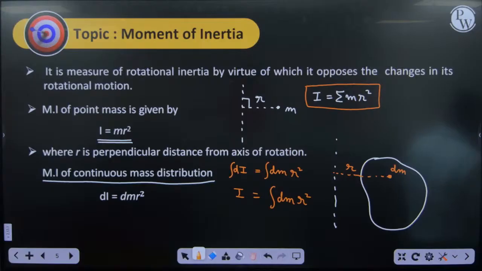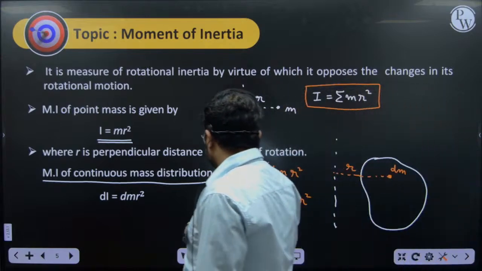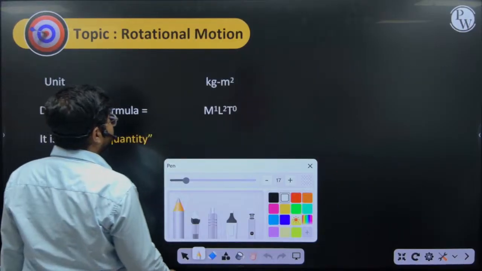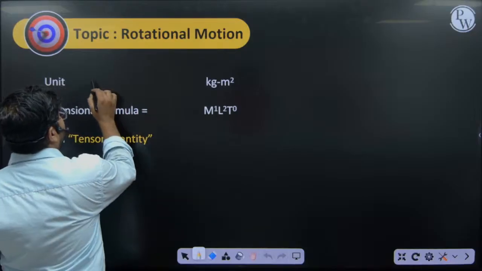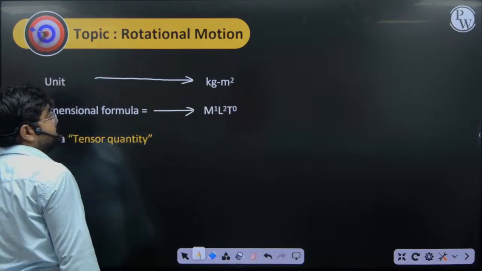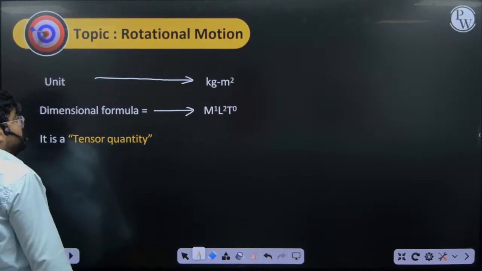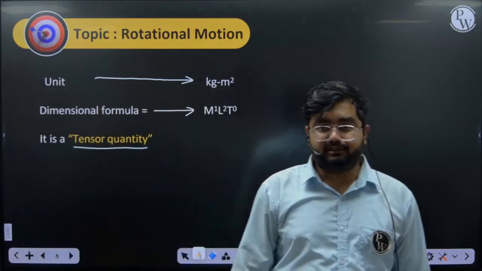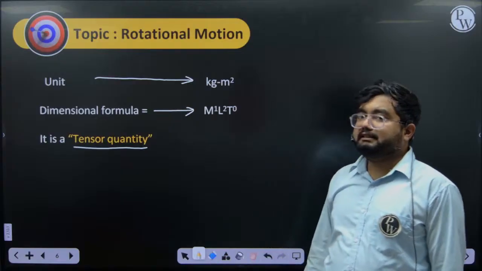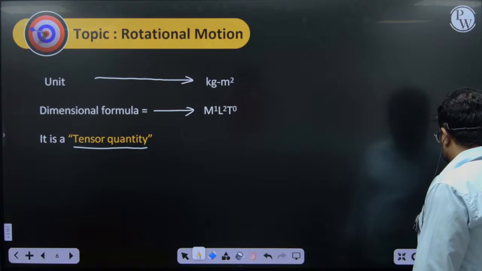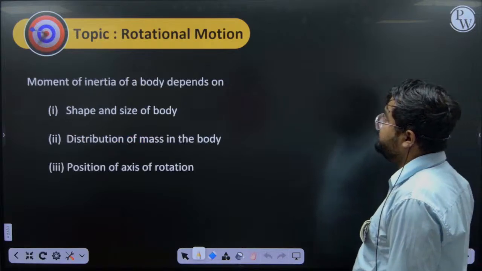Okay, moving forward. The unit of moment of inertia is kg meter square and its dimension is ML². It is a tensor quantity, that means it has a directional sense, but it does not follow the vector law of addition. So it is a tensor quantity.